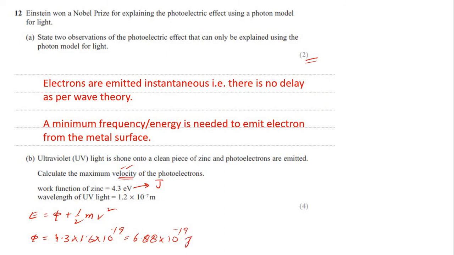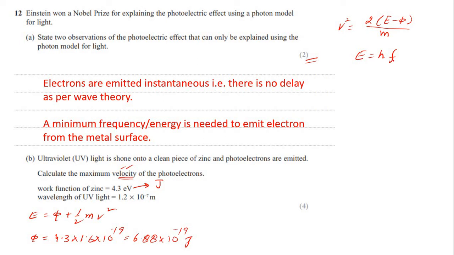And then make v squared the subject. So v squared would be equal to twice of E minus phi, divided by m. m is the mass of electron, and E is energy of photon. So this energy E is basically hf, Planck's constant multiplied by frequency.